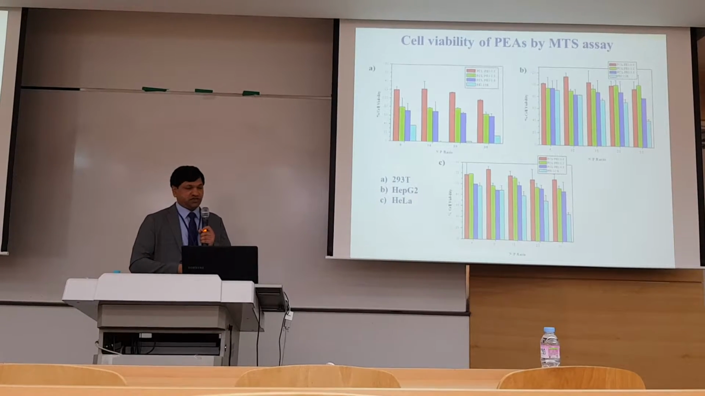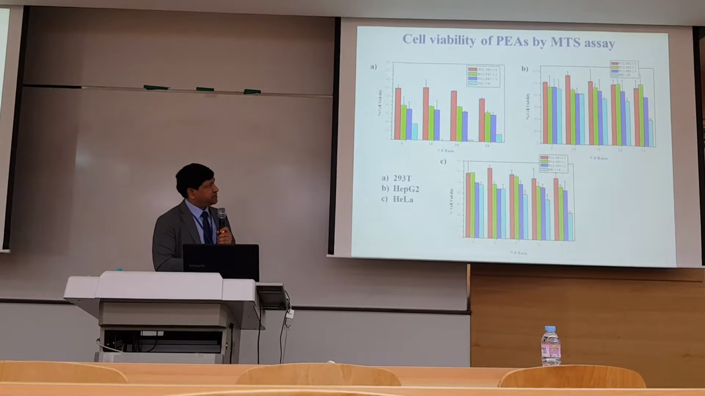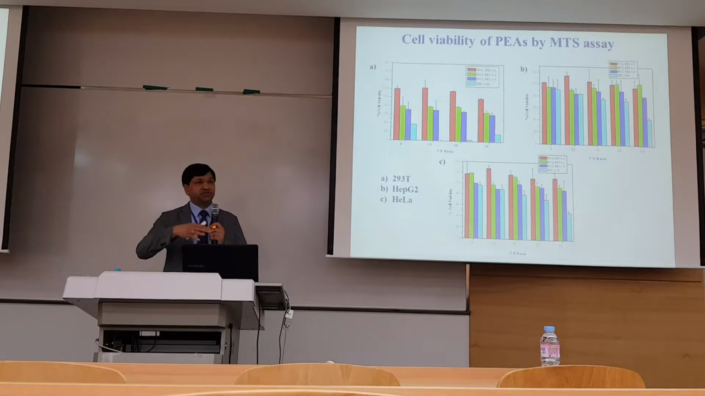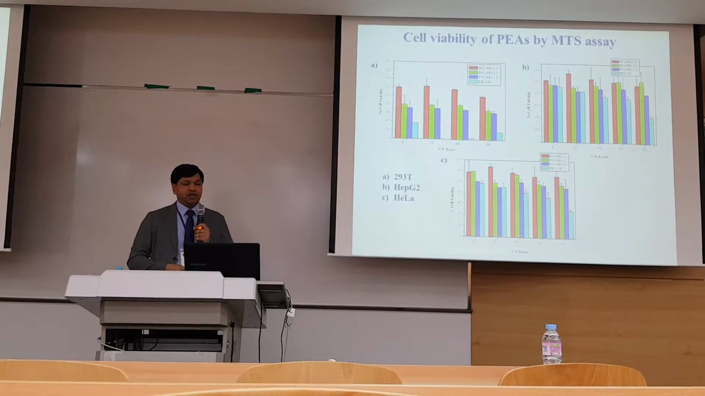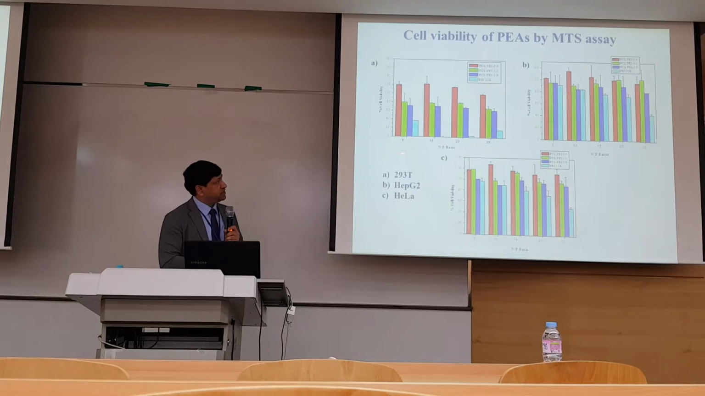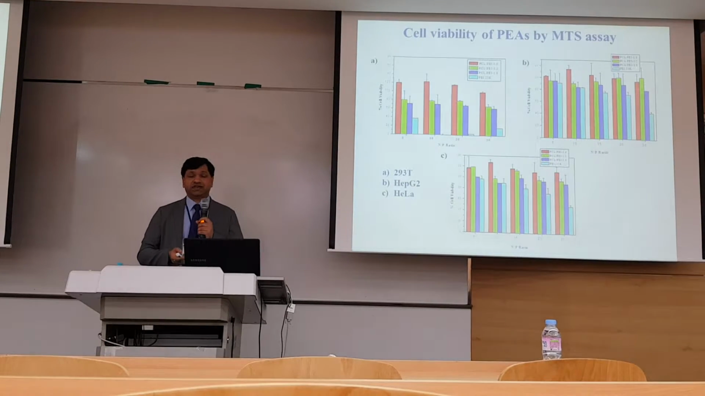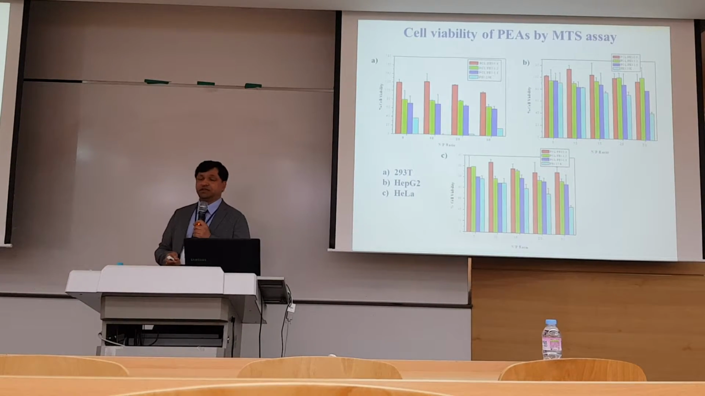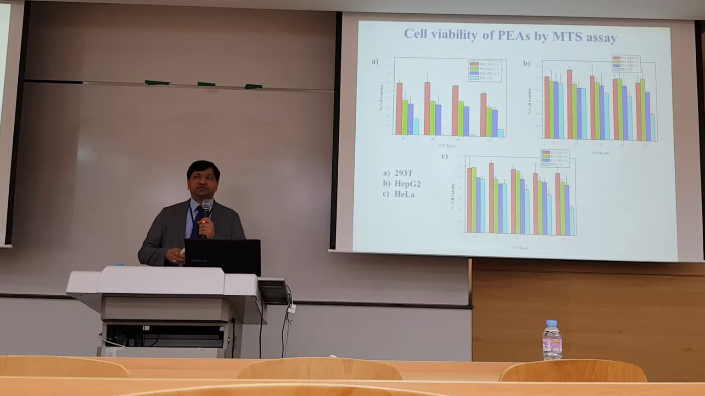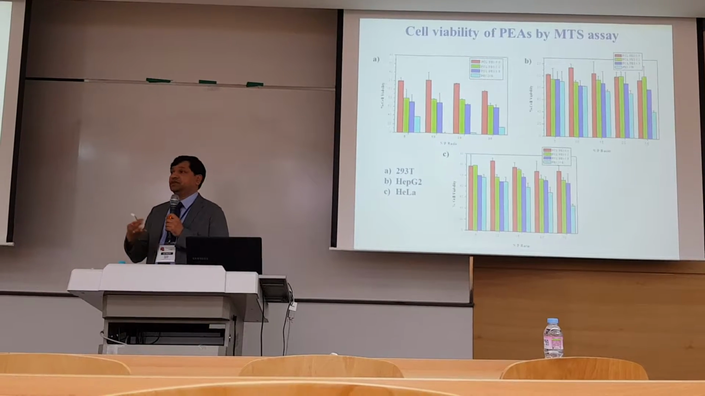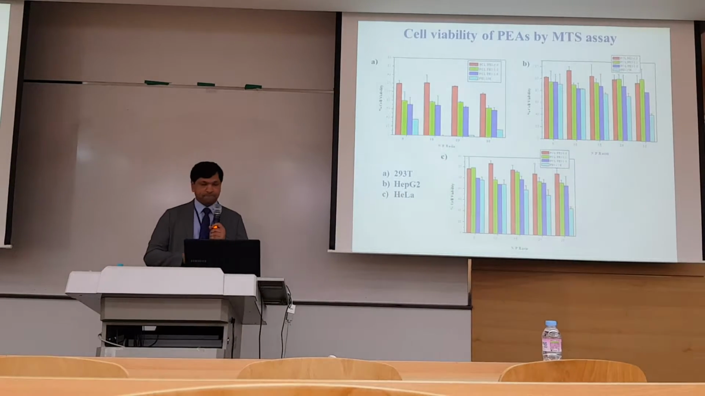So to increase the concentration, here we can see N/P ratios 5, 10, 20, 30, so the polymer concentration goes on increasing. And even at high concentrations, it doesn't show any kind of toxic sign. It shows almost 70 to 80% cell viability. So that indicates that the polymer can be used further for the in vivo experiment also.